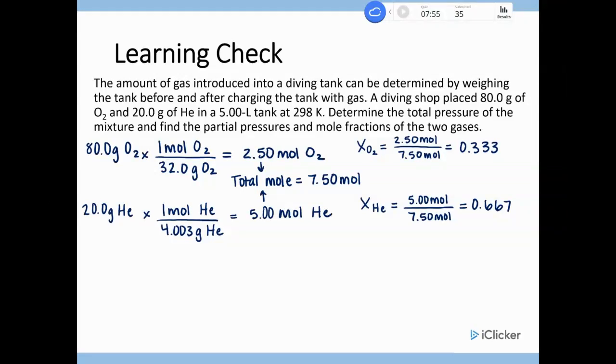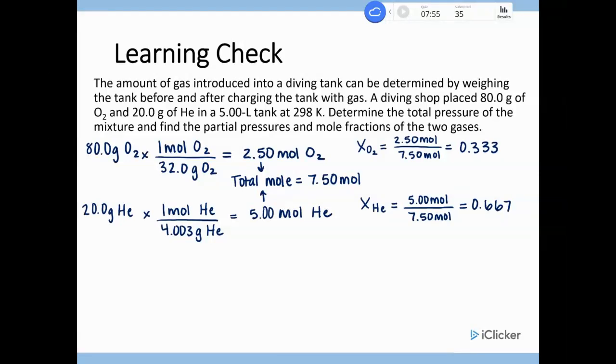Or we could find the total pressure. We know total number of moles is 7.5 moles. So if we use that for n in PV equals nRT, then the pressure that we calculate will be total pressure. Then we can find partial pressures by multiplying the total pressure by the mole fraction. Either process is fine. Both will get you to the same answer. We will find total pressure and then use the mole fraction.